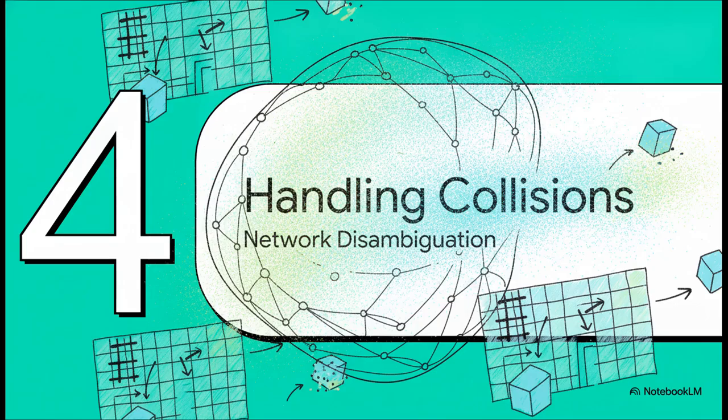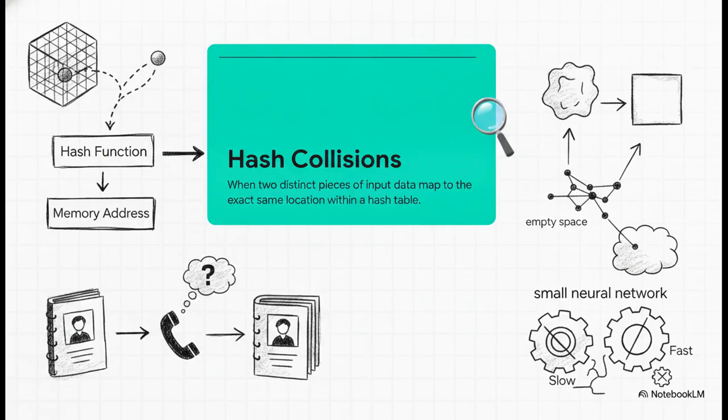If we are using hash tables to compress infinite 3D space into a fixed size array of memory, we absolutely must acknowledge the mathematical reality of hash collisions. The authors had to solve this, and honestly, their solution is elegant. Let's explicitly define a hash collision first.